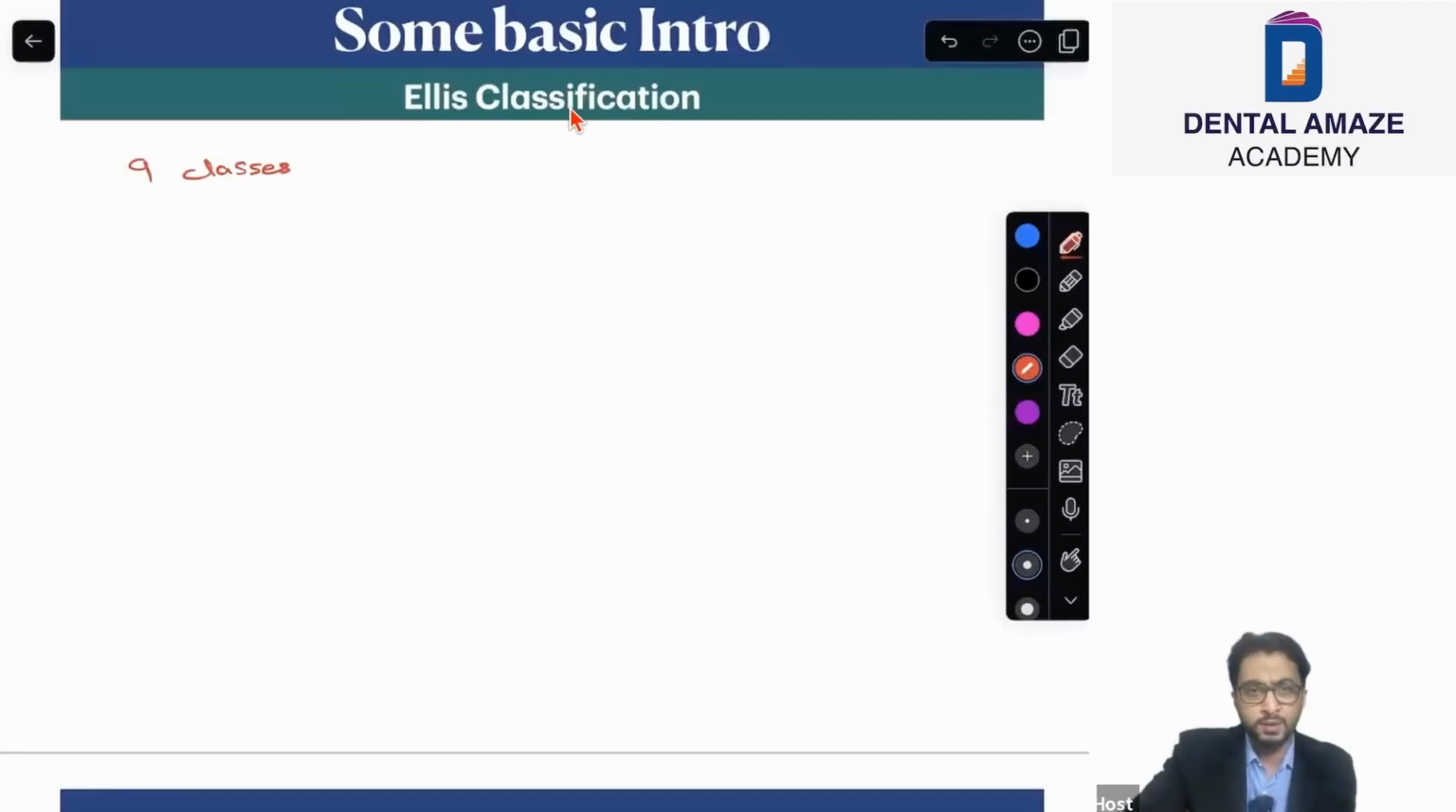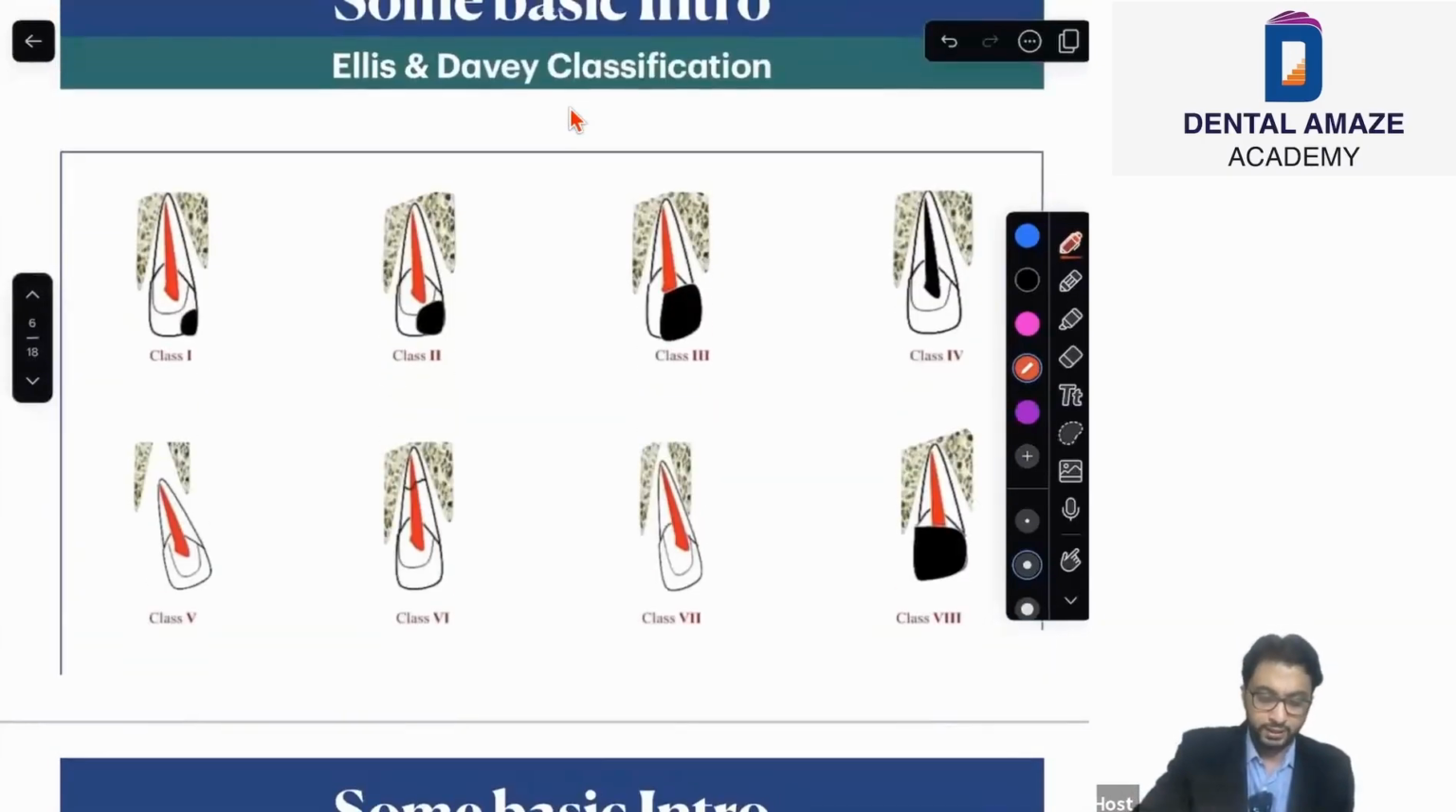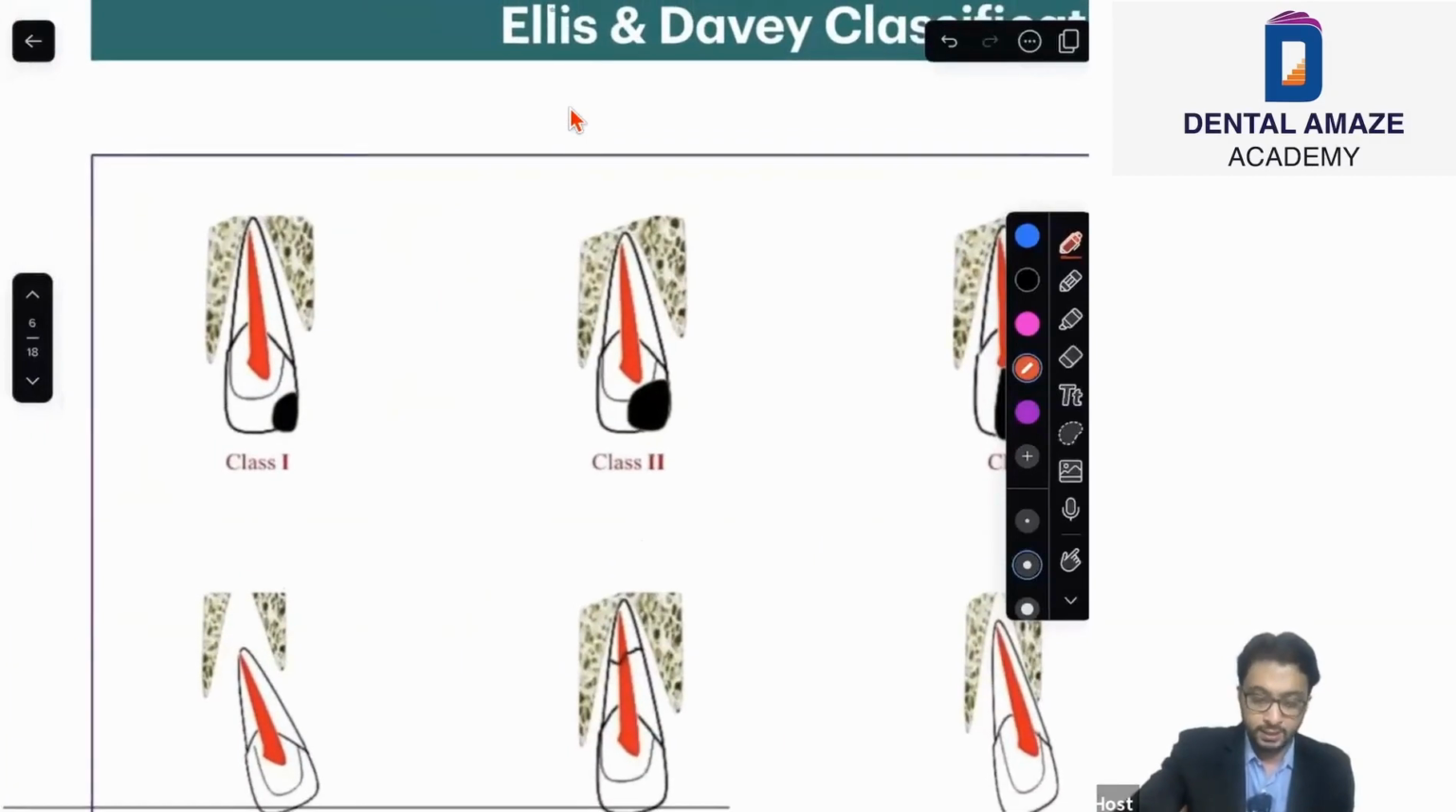One thing I've noticed is that in the last few years, I've not seen any other classification being asked other than the Ellis and Davey classification. So let's understand this fracture very clearly.